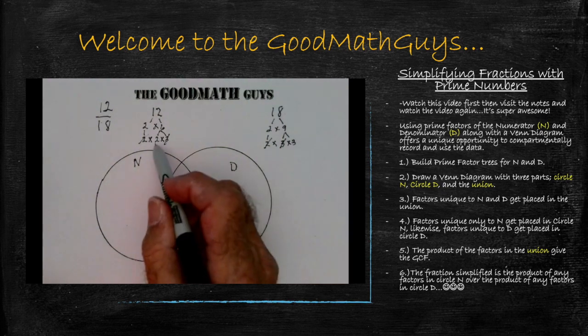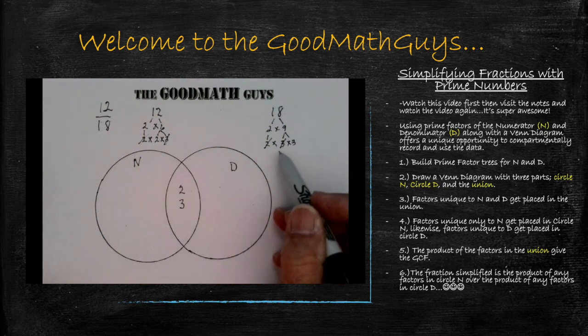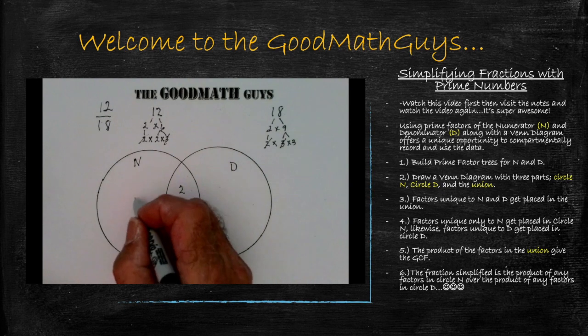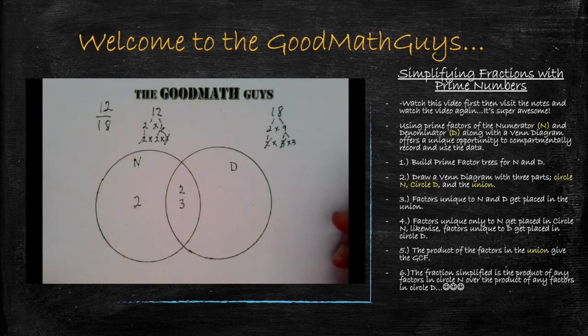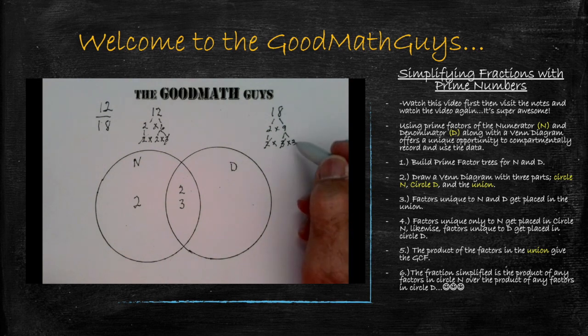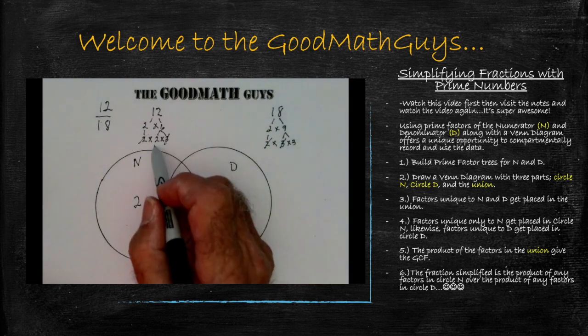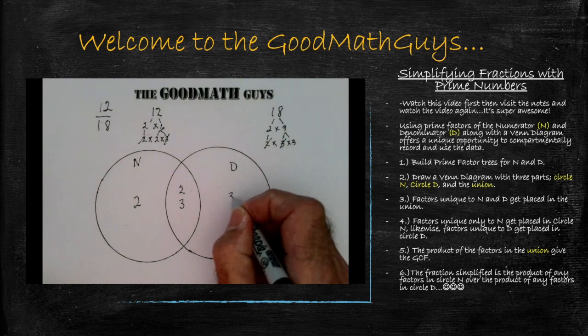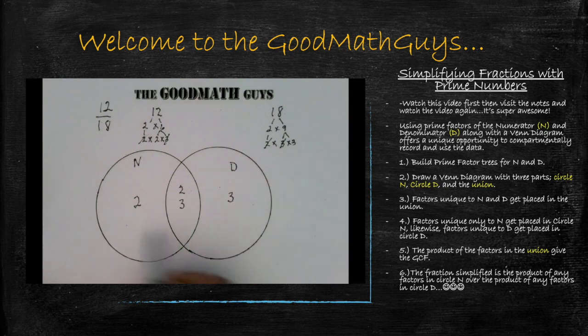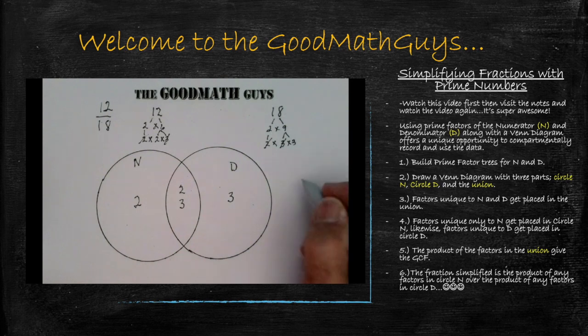I see a 2 right here, but I don't see another 2 over here, so that 2 belongs to the set for the numerator only. I see a 3 over here, but I don't see another 3 over here, so that 3 belongs to the set for the denominator only. Now here's how we use this information to find the GCF and the simplest form.